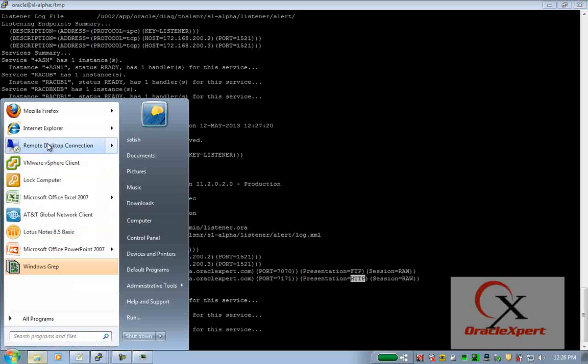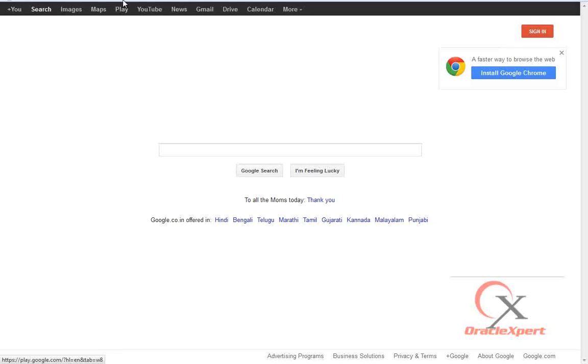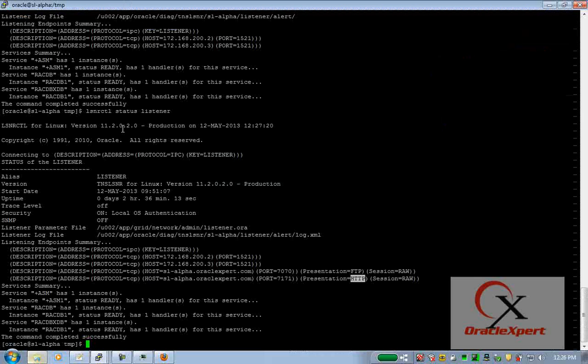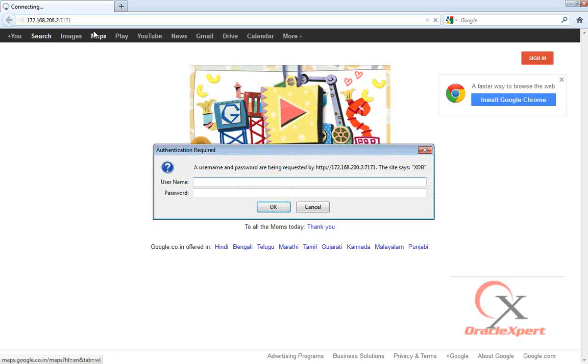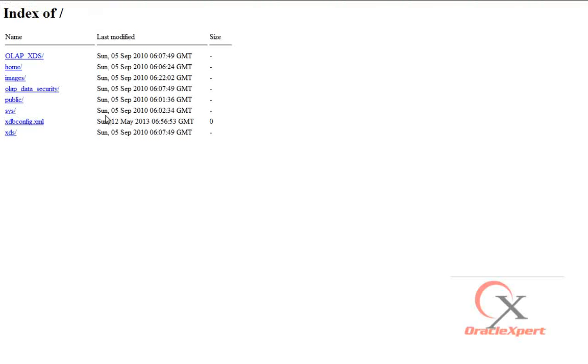Now I am launching a browser, a local browser from my machine. And then I am going to the website, whatever is the IP address of alpha. So it is listening on where? IP address of alpha, which in my case is this, on 7171, which is my HTTP port. It says give the username and password. Type the database system user and password. It takes you to the website.